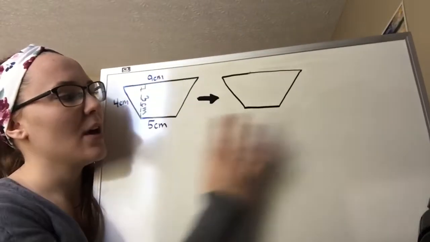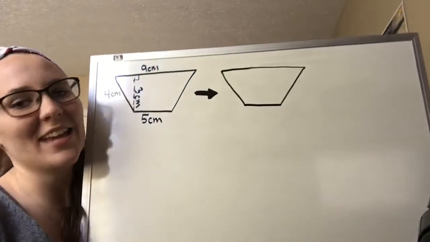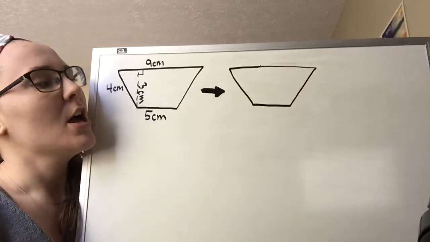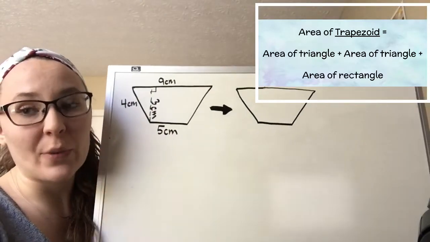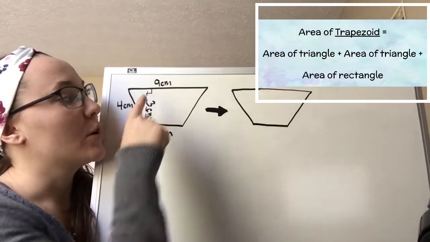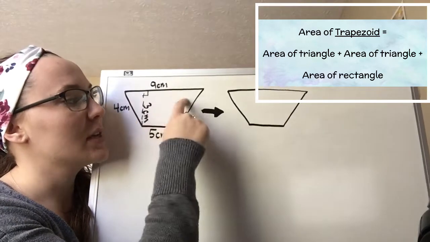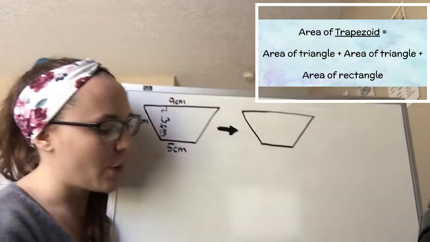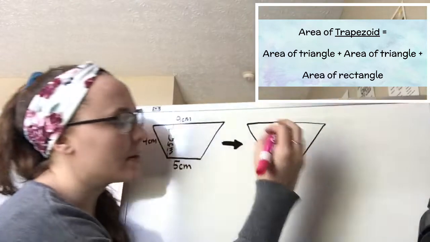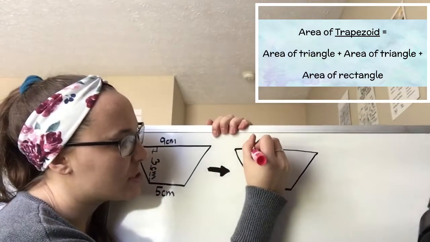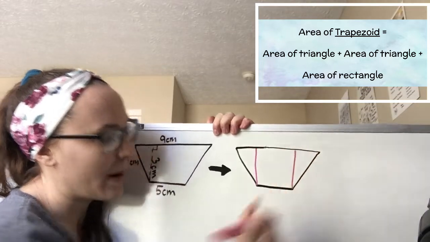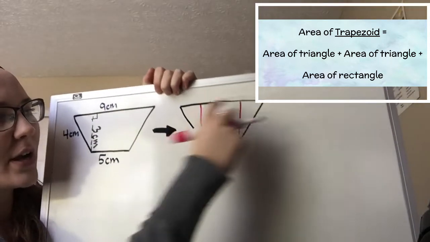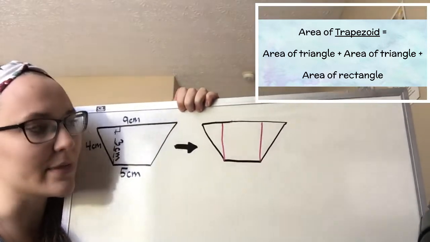Here is, what do we call the shape? This shape is a trapezoid, okay? A trapezoid is actually made up of 3 shapes that we know how to find the area. It's made up of 2 triangles and a rectangle. So how we're going to break this shape apart is we are going to break it up into 2 triangles and a rectangle. Do you see that? Triangle here, rectangle in the middle.